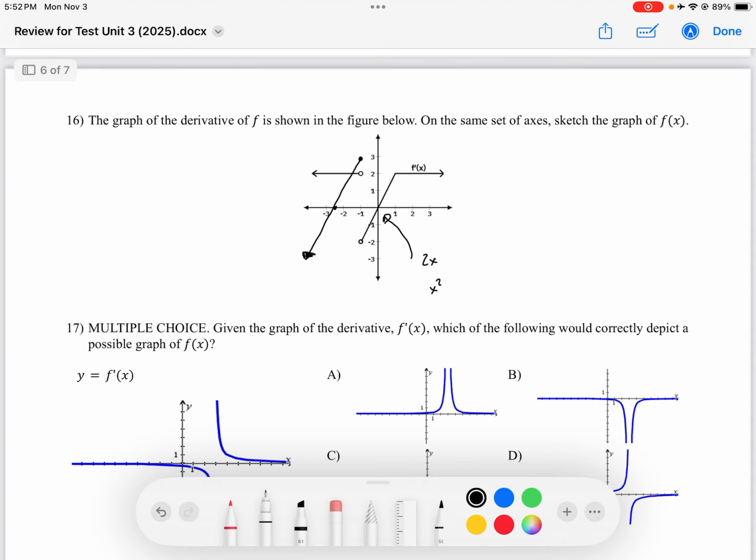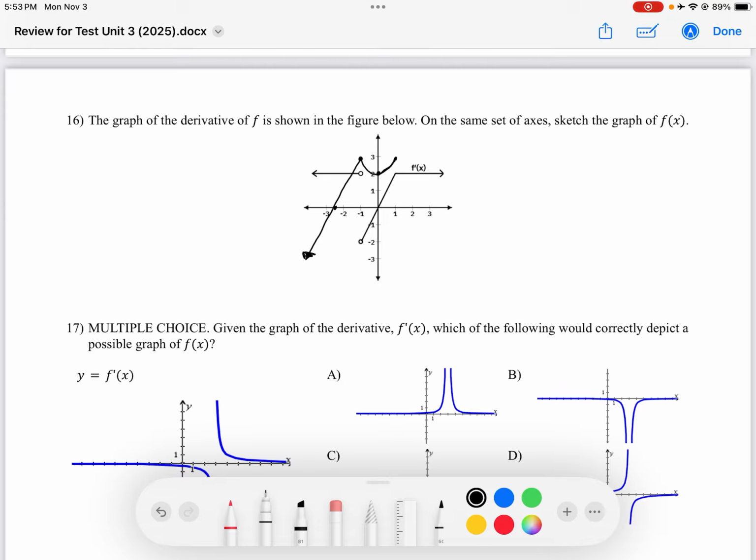Let's say it's x squared plus 2, because then I can match it up here. Okay, and it's going to look like that, basically. It's quadratic there. Also, you can see that where the derivative is negative, right here, the original function should be decreasing, which it is. This is kind of a challenging problem.